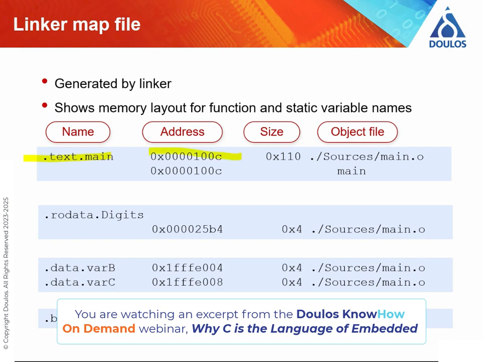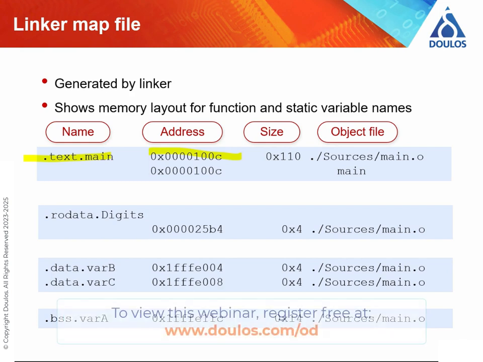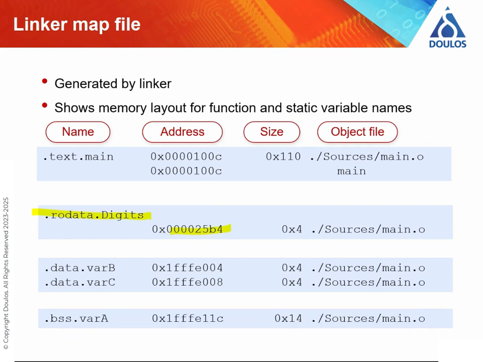Again, if you ran through your code in a debugger, you set a breakpoint on the first line of main, then it would correspond to that address. For your data, we've got our read-only data, and we can see the name of digits and the address where that has been placed. We've got our var-B and var-C. They're in the data region. And again, we can check their addresses, and we can look at those in a debugger to confirm they have the expected values. And then finally, var-A goes into the BSS region. And again, we can check its address.